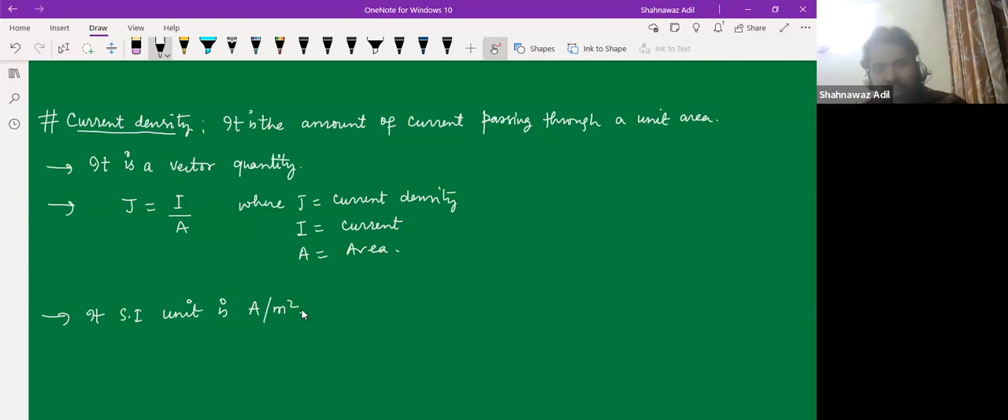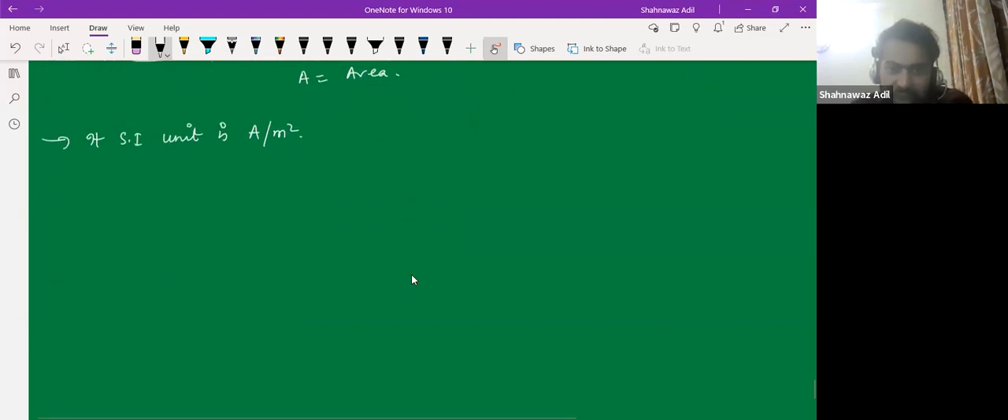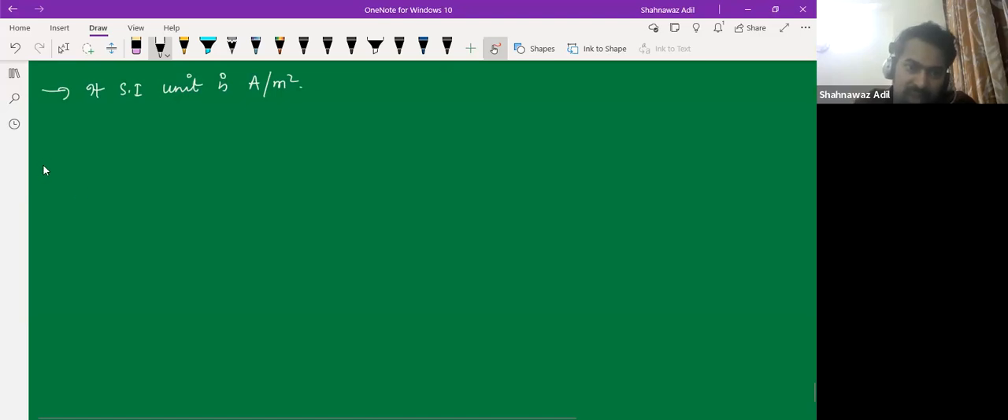And why is this important? Because if you want to understand the microscopic form of Ohm's law, this is very crucial, right? This is very crucial. So let us understand what the microscopic form of Ohm's law is.